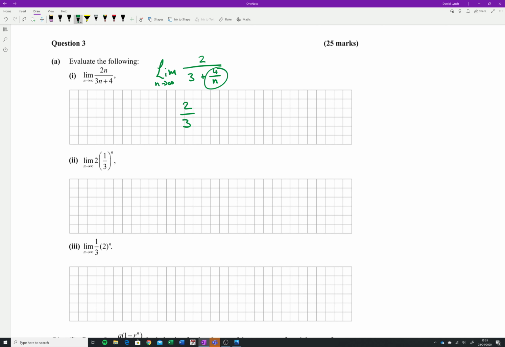You can cheat a little bit. You can put in a gigantically big number for n and see what it's kind of close to and work it out from that. But this is the way to do it.